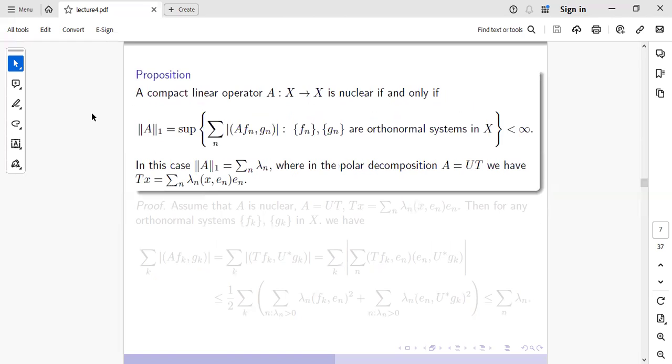So let's prove another characterization of nuclear operators. A compact linear operator is nuclear if and only if the following supremum is finite. The supremum is taken of sums of absolute values of (A f_n, g_n), and here we take all possible orthonormal systems f_n and g_n. If this is the case, the operator is nuclear. And in fact, this so-called nuclear norm coincides with the sum of lambda_n, where lambda_n are eigenvalues of T.